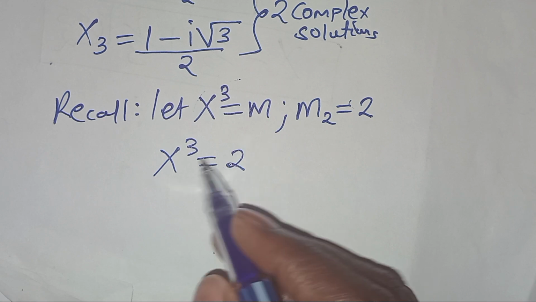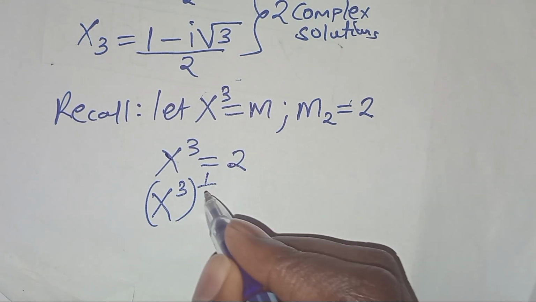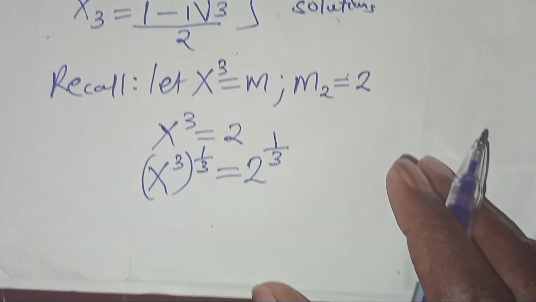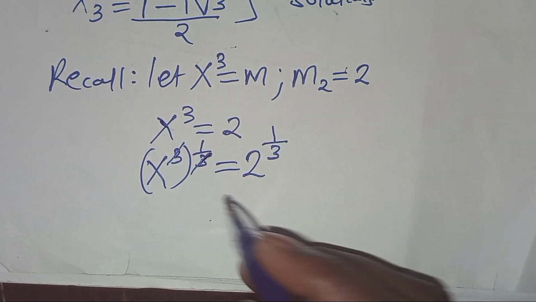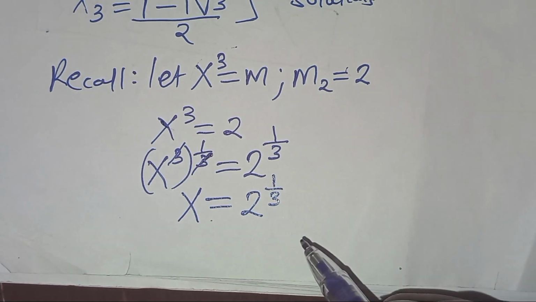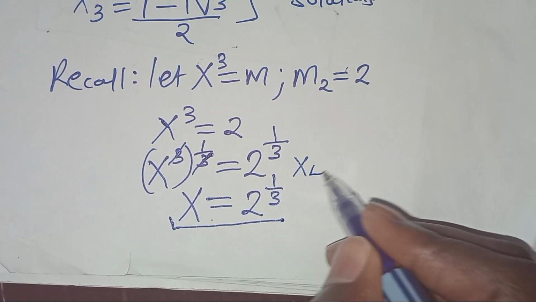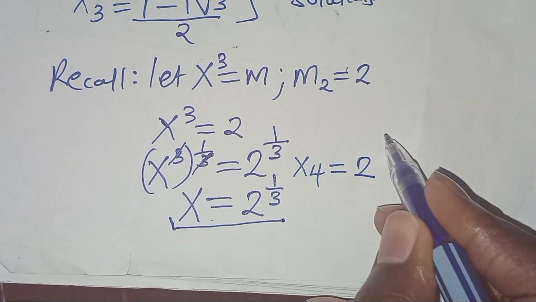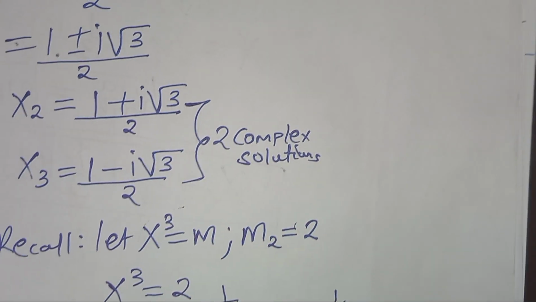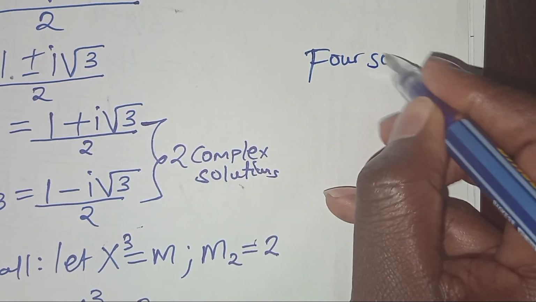So this means that to solve for the value of x here, we multiply both sides by 1 over 3. So this is equal to 2 to the power 1 over 3. So 3 and 1 over 3 simplify here, so that now x is equal to 2 to the power 1 over 3. So this is the value of x here. Now this is x4. So that implies that x4 is equal to 2 to the power 1 over 3. So this implies that we have 4 solutions to this algebra problem.